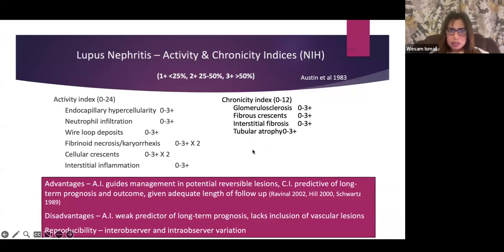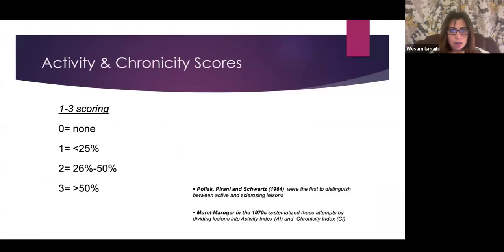There are advantages in the scoring and disadvantages. There are no really strong predictors of long-term prognosis. And this is basically what we are working on currently in the new classification of lupus nephritis. Because, as I mentioned, the classifications now are mainly targeted towards pathogenesis and prognostic indices, and you have, of course, the Oxford IgA classification as an example of this, rather than just classifying morphological criteria. So as I mentioned, this is the score.